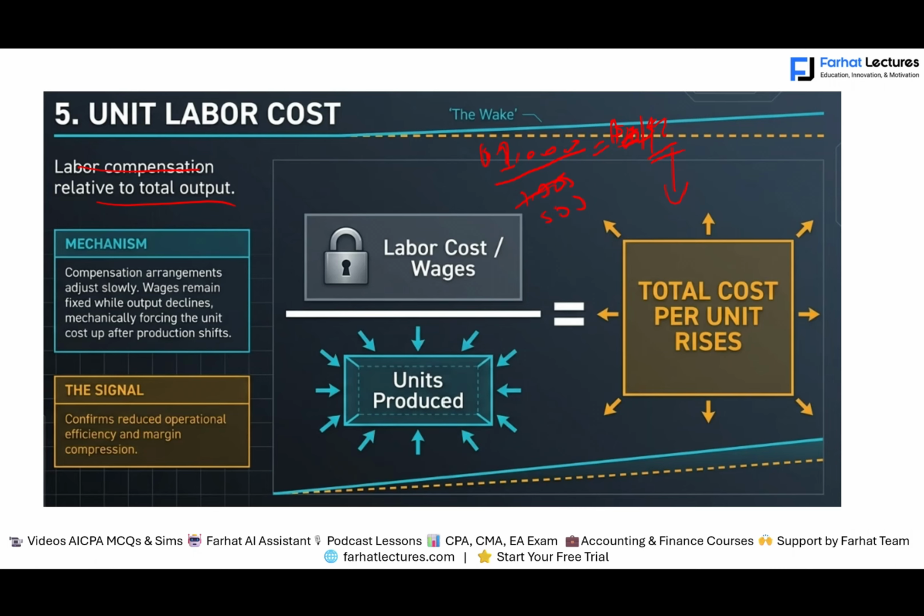At least you're not being efficient. And the reason is you cannot reduce your cost relative to your labor. You cannot reduce your labor cost relative to the units produced.